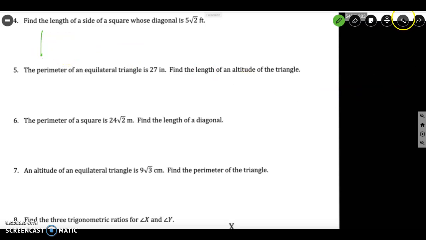Here, let me look at this. We have a square. And the property of a square is that all sides are congruent.